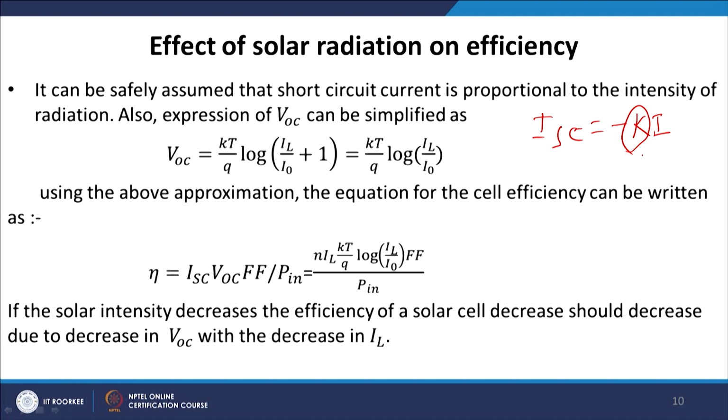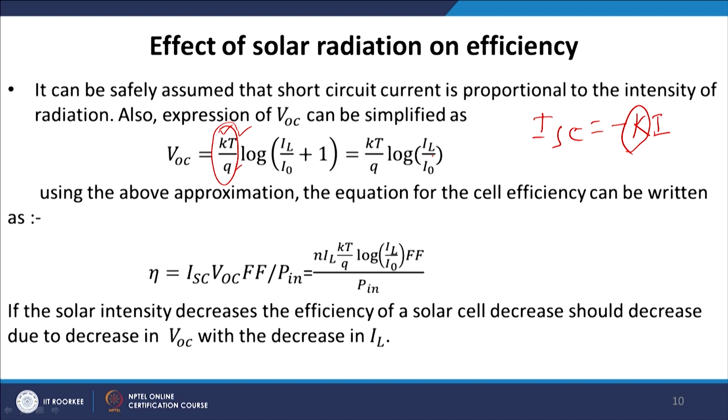Also, the open circuit voltage we can write as VOC is equal to KT by Q log (IL by I naught plus 1), which is approximately KT by Q log IL by I naught. Now, what is K? K is the Boltzmann constant, T is the temperature and Q is the charge of the electron. So, this part is the thermal voltage times log (IL by I naught plus 1), where IL is the load current, or one can simplify if IL is very much greater than I0. Then we can write it as KT by Q log IL by I0.